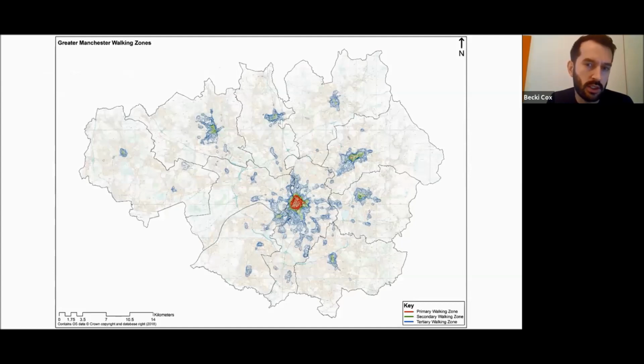These were classified according to the numerical distribution of the values that they achieved, and then we pulled out the ones which were the most extreme above average. You should be able to see a red section there, which is Manchester city centre. And then one tier below that, there are green areas, which are the secondary walking zones. And then finally, you have the areas in blue, which are the tertiary walking zone. These areas are still above average, but not going to be areas of very high activity compared to, say, the primary or secondary. And so you can see how this is presented.